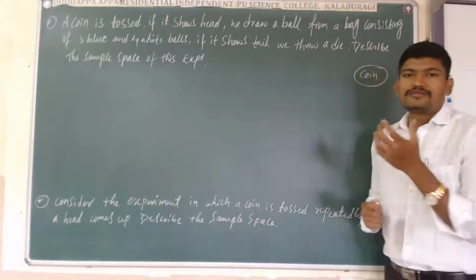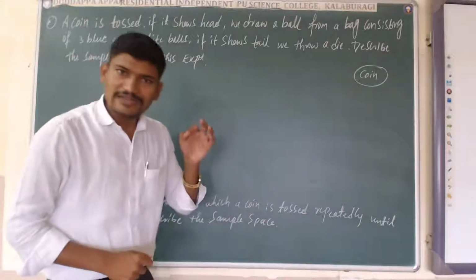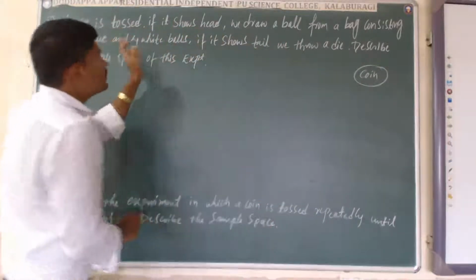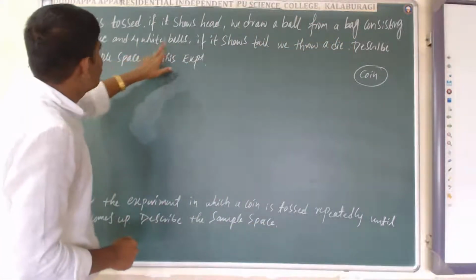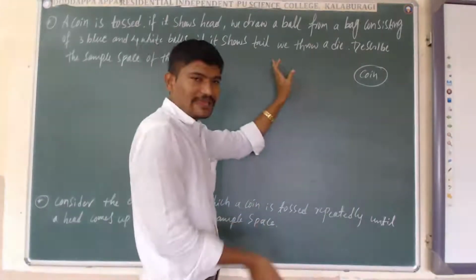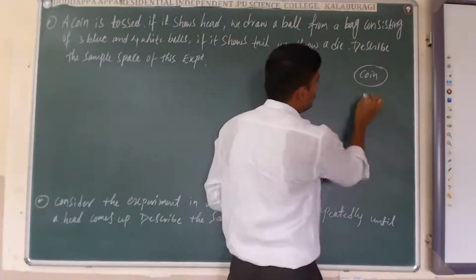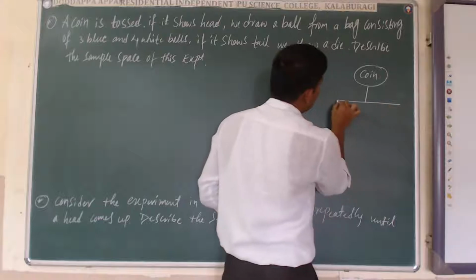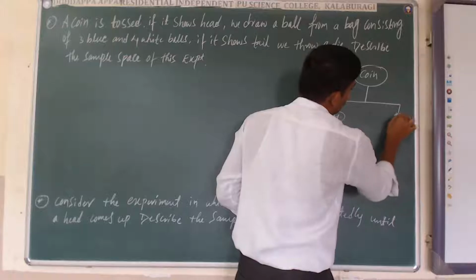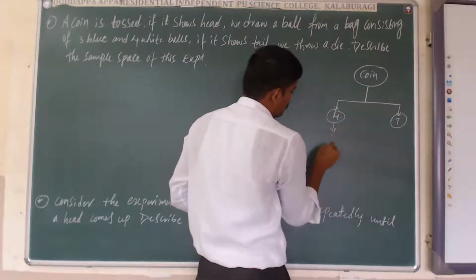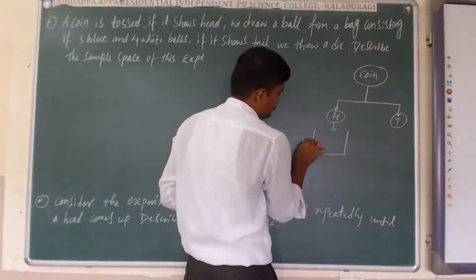We can see what a coin is given. When a coin is tossed one time, we get a head or tail. If head turns up, then the bag consisting of 3 blue and 4 white balls. If it shows a tail, we throw a die. So first of all, I will write here coin. Next we will get 2 results. First one is head, and next is the tail. So head is turned up means next one bag is there.